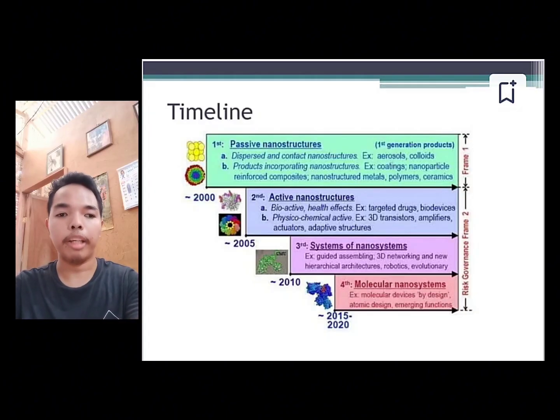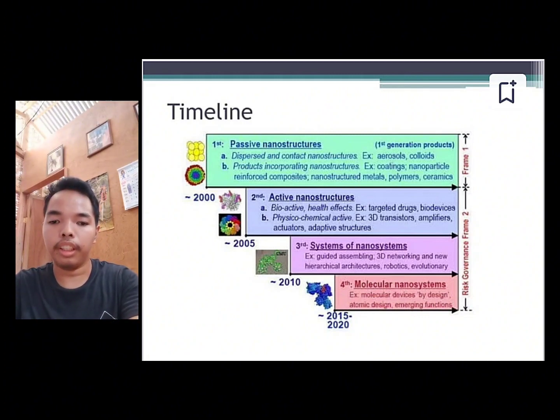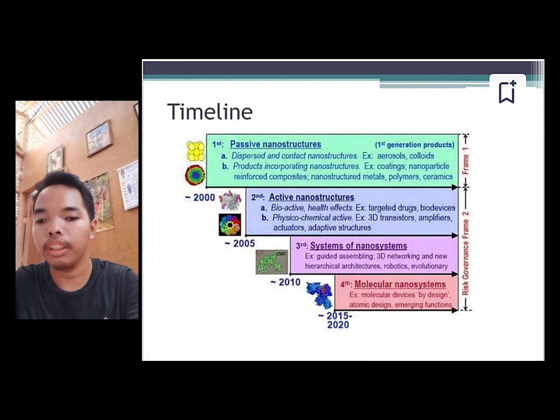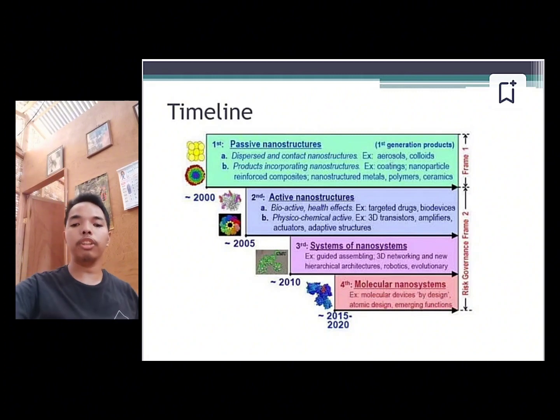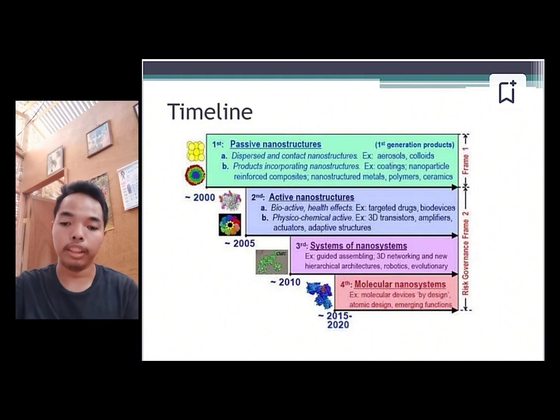The next is the timeline. In year 2000, the first is passive nanostructures: A, dispersed and contact nanostructures, one of its examples is aerosols and colloids; and B, products incorporating nanostructures, examples of which are coatings and nanoparticles, reinforced composites and nanostructures, metals, polymers, and last is ceramics.